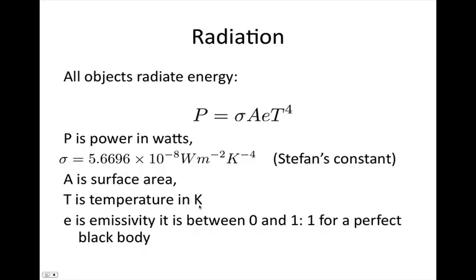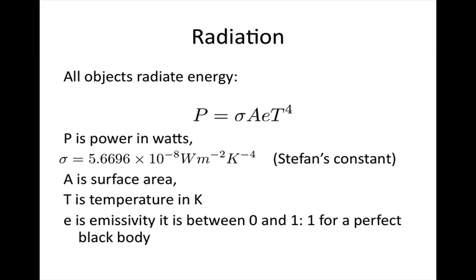Another heat flow mechanism is through radiation. All objects radiate energy, and the amount of energy they radiate, so P is Q over T, is given by sigma A E T to the 4. P is in watts in this case. Sigma is a constant called Stefan's constant, so its value is here. A is the surface area of the body. E is an emissivity constant, which is different for different substances and is between 0 and 1.